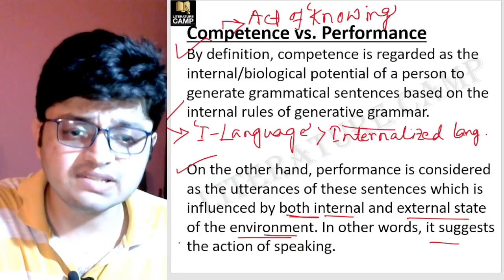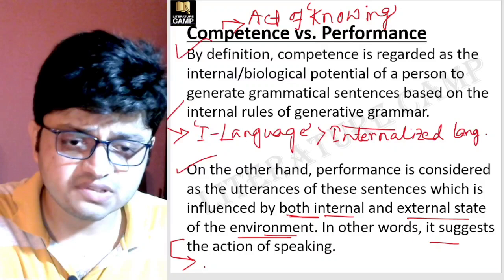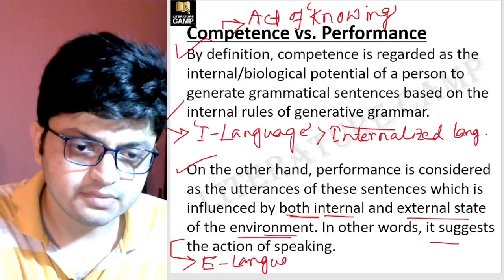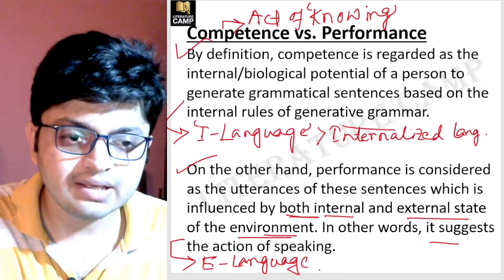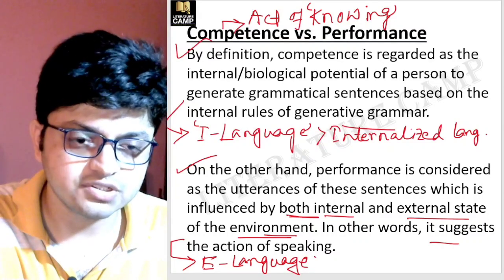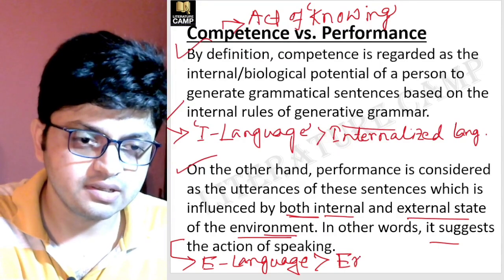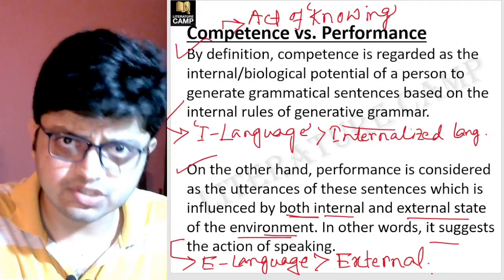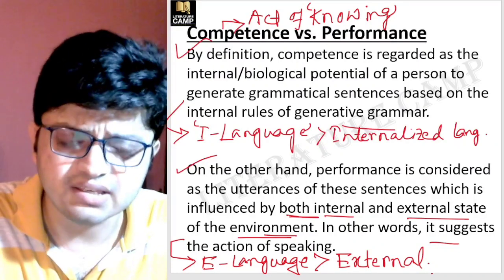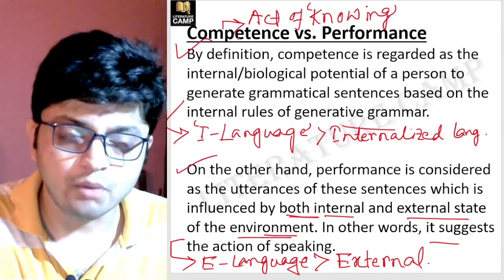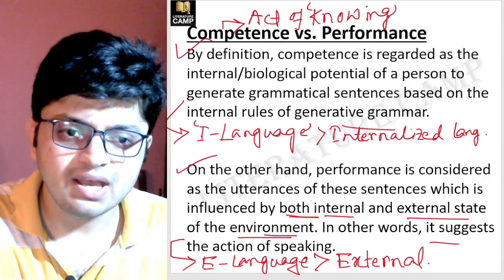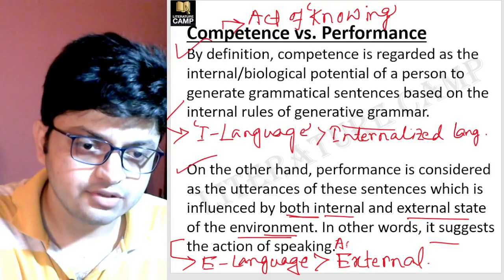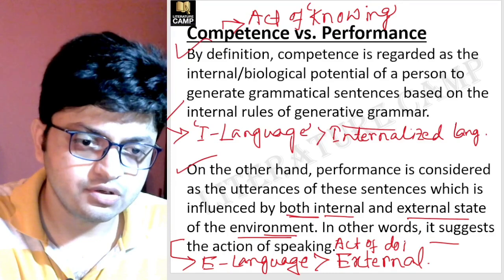All right, and Noam Chomsky calls it E-language. Why E-language? External knowledge about language. E stands for external. Whenever we perform language, whenever we speak, that's why it is called act of speaking. Language competence is called act of knowing, and language performance is called act of doing.